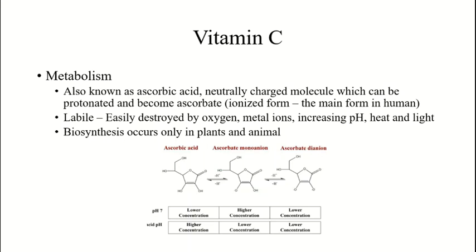Now, vitamin C, or ascorbic acid, is a neutrally charged molecule. It can be protonated and become ascorbate, depending on the pH of the medium in which it is located. Ascorbic acid may lose the hydrogen ions attached to one of its ionizable groups, thus generating ascorbate monoionic or diionic. Now, vitamin C is labile in nature, which makes it easily destroyed by oxygen, metal ions, increasing pH, heat, and light. Biosynthesis of vitamin C is possible only in plants and animals.